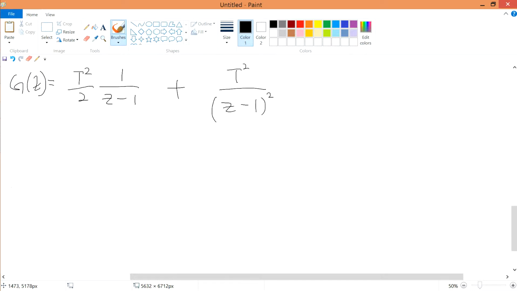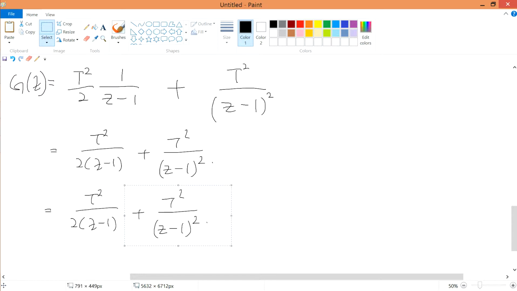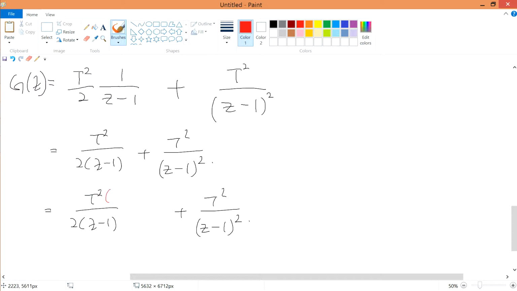Now we have something nice. I'll simply rewrite this as t squared over 2 times z minus 1, because this thing over here I rewrite as this, plus t squared over z minus 1 squared. Next, if you remember, the denominators are not the same, so I want to make them the same denominator. I'll just copy this, paste it over here, bring this out a little bit, and multiply by a z minus 1. Where am I?